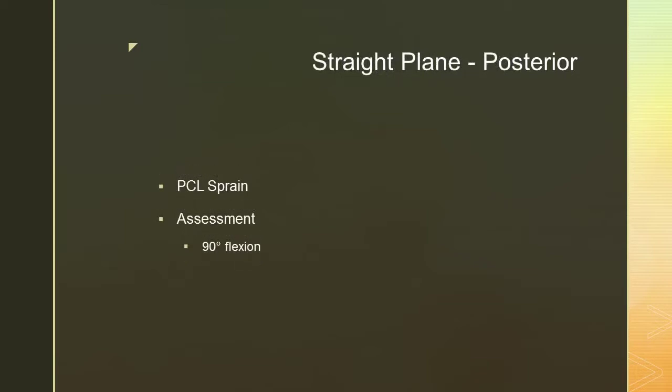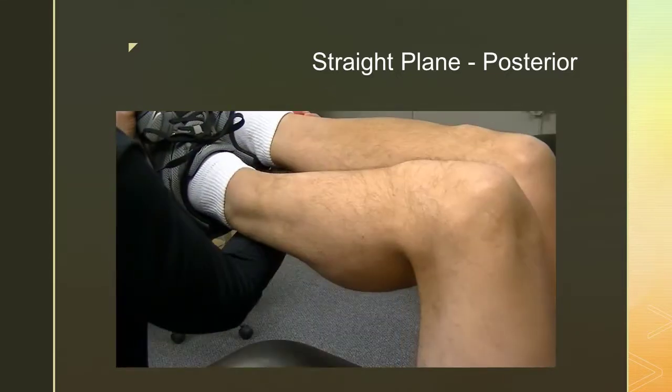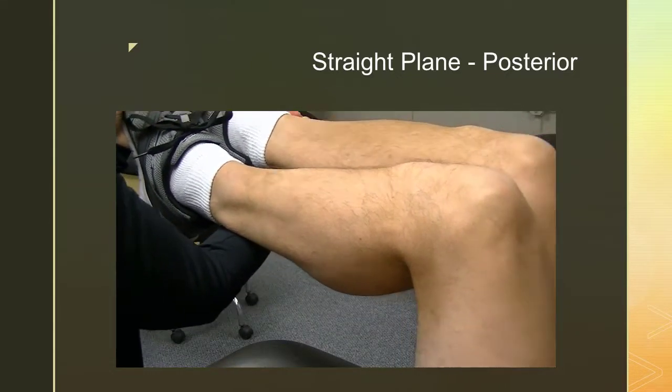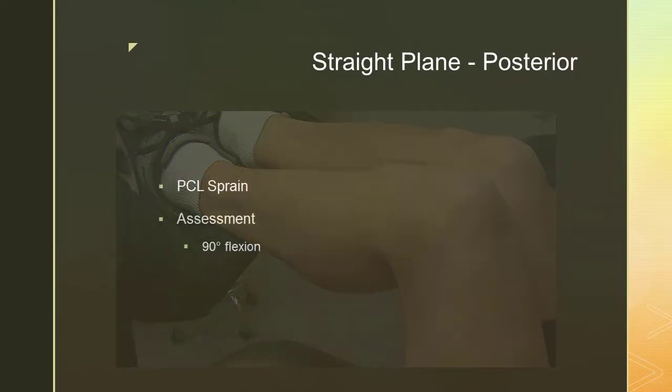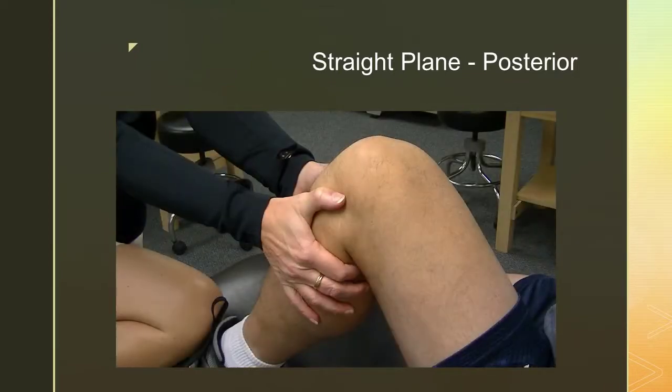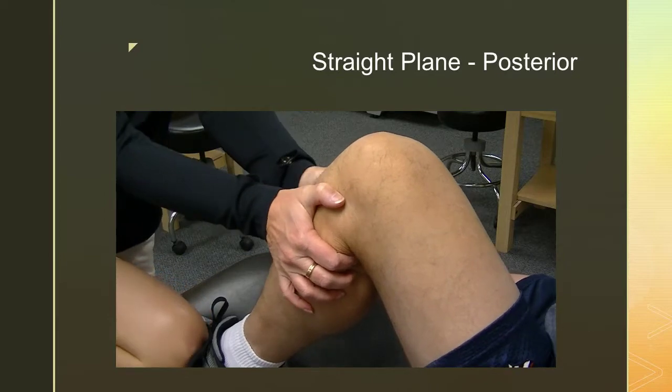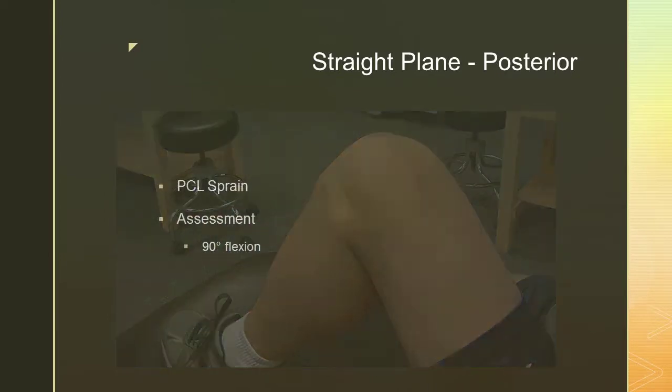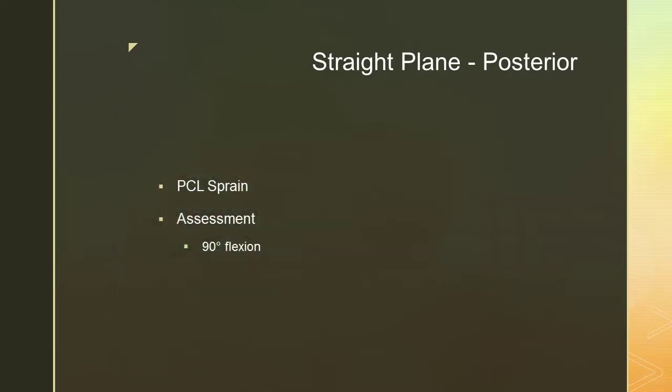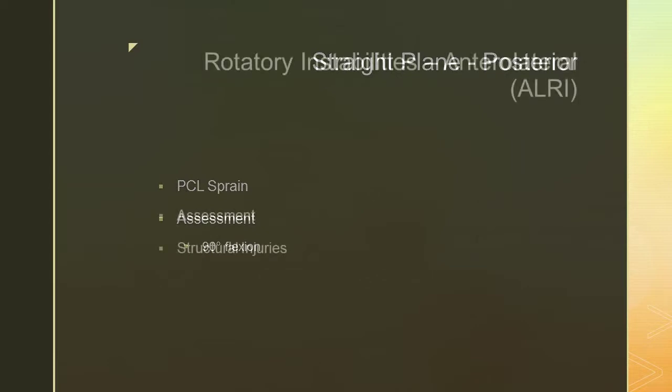Posteriorly, straight plane wise, is going to be a damaged PCL. The assessment can include things such as the Godfrey's 90-90, the posterior drawer test, and the sag test. Again, that structural injury is to the PCL, and having tight hamstrings can also give a false negative.